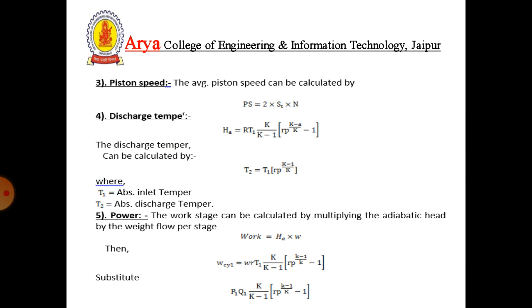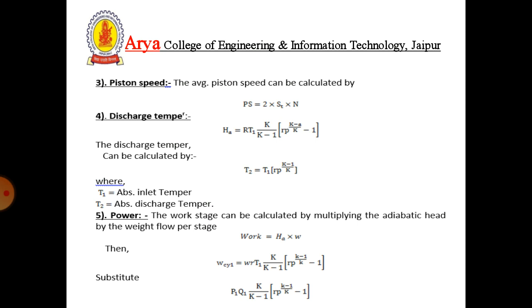Fourth is discharge temperature. While head is normally not a particularly significant factor in the selection of the reciprocating compressor, it is used for comparison with other types of compressor. The equation for the adiabatic head is HA equals RT1 K upon K minus 1 into Rp to the power K minus 1 upon K. The discharge temperature can be calculated as T2 equals T1 into Rp to the power K minus 1 upon K, where T1 is the absolute inlet temperature, T2 is the absolute discharge temperature.